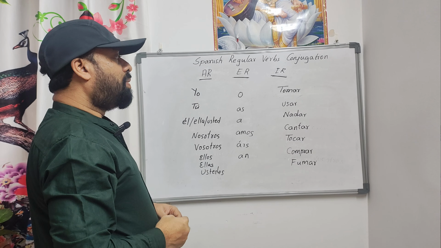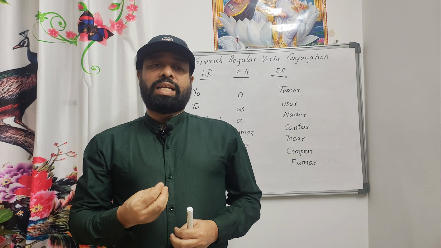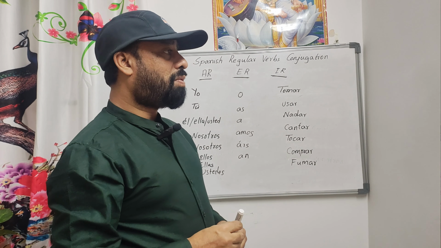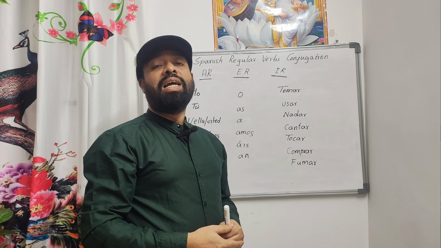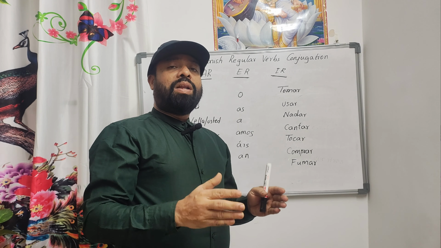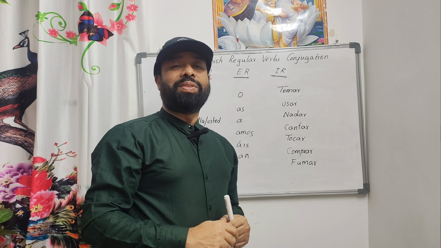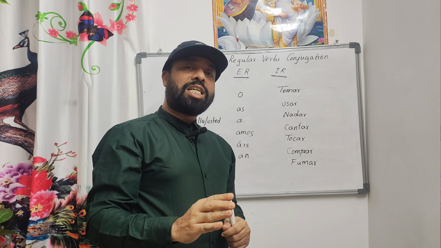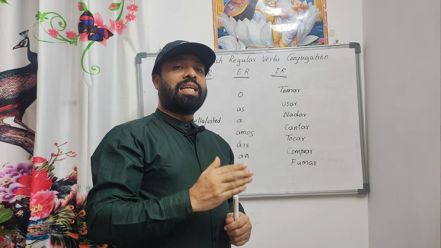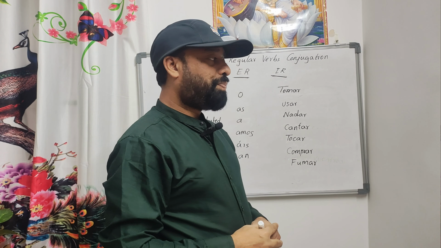So for all regular AR ending verbs, we have particular ending letters to add. And if you know that formula, it's kind of a magic formula. All regular verbs with the same ending follow the same path, the same rules. You only have to remember the verbs and names, but the conjugation will be the same for one particular ending, and that's what we're going to learn today.